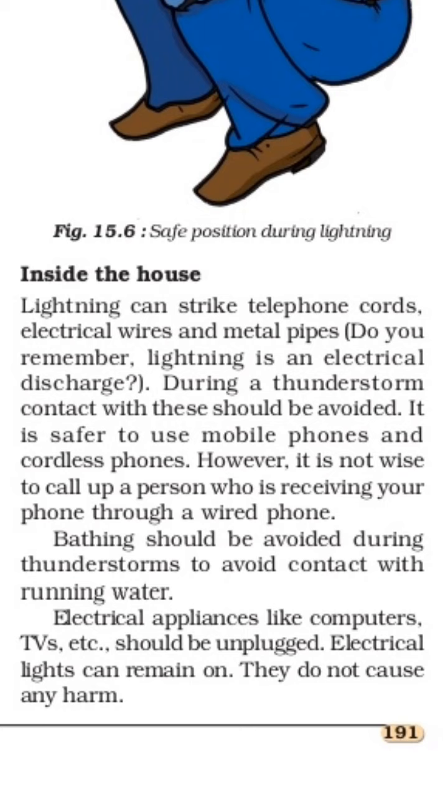Lightning can strike telephone cords, electric wires and metal pipes, because metals are good conductors of electricity. And do you remember, lightning is an electrical discharge. During a thunderstorm, contact with these should be avoided. When a thunderstorm occurs, at that time we have to avoid contact with electrical wires, metal pipes and telephone cords.